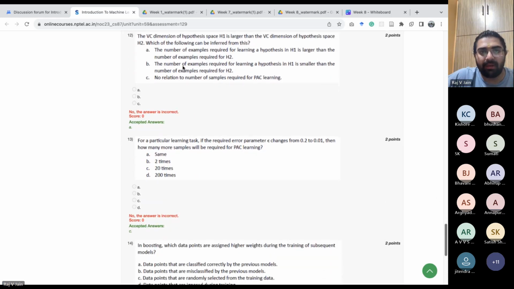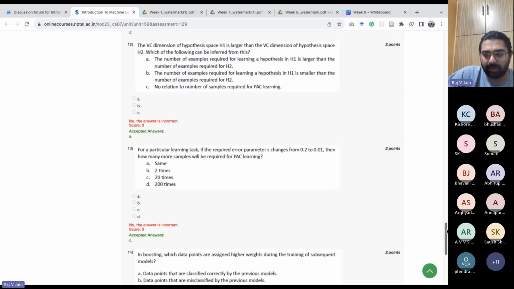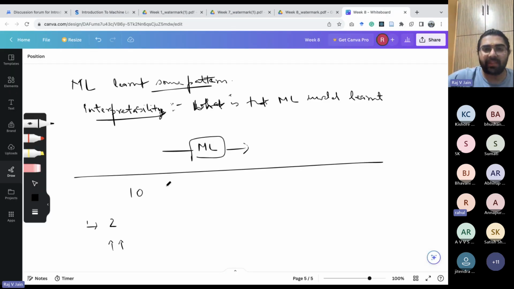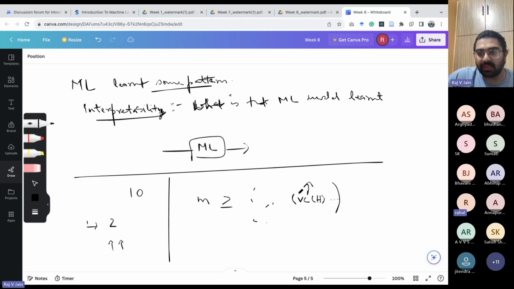Question 12. This should be straightforward from the sample complexity formula using the VC dimension, right? Any doubts here? If you remember, we have some formula regarding the sample complexity with some factors, and then we have some VC of H here. So if VC of H increases, the number of samples that you will require will also increase.